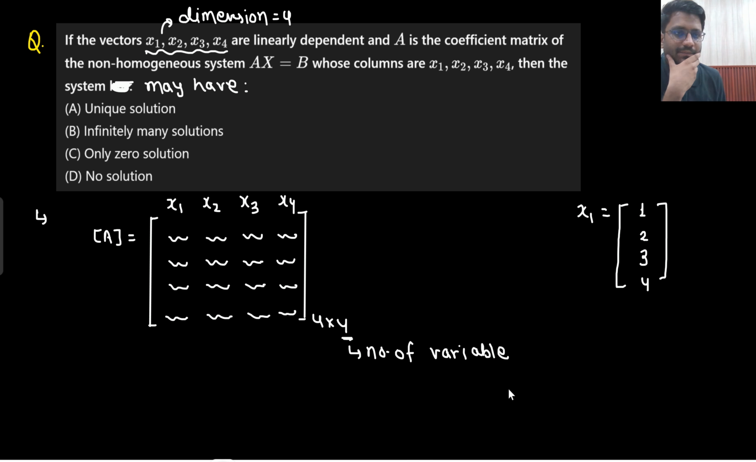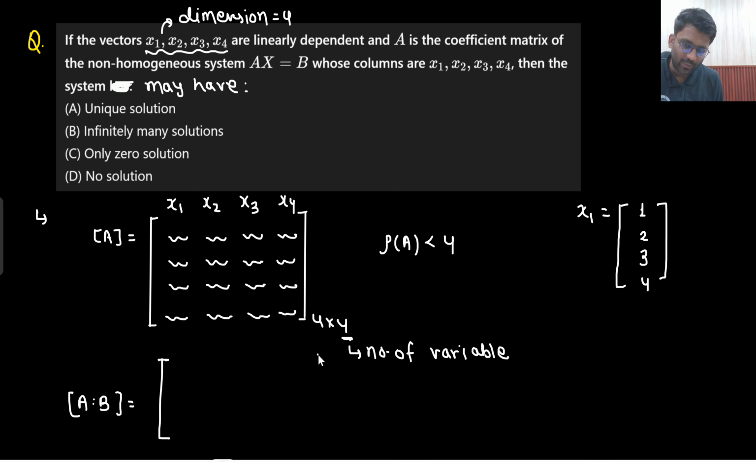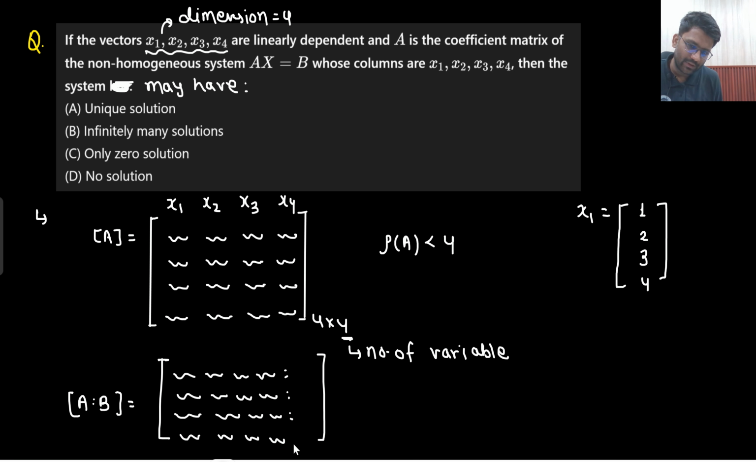What are they saying? That they are linearly dependent. What does that mean? That means rank of A has to be less than 4. Let's just say rank of A is 3. What about the rank of A augmented B? Rank of A augmented B. So A augmented B will look somewhat like this, with some values in each entry. Let's just say these values in the last column are a, b, c, d.